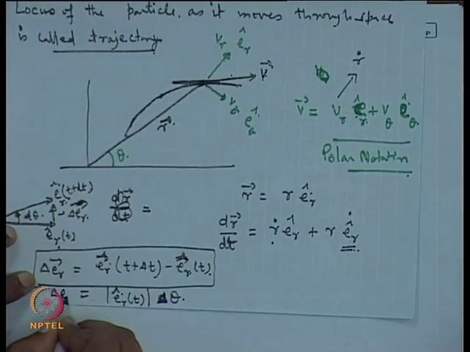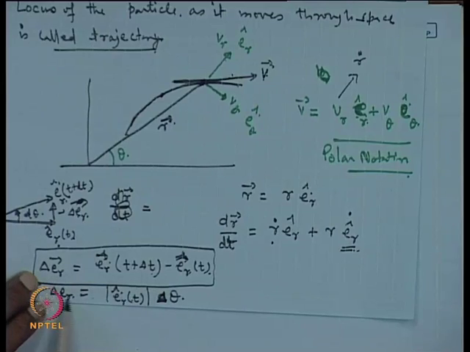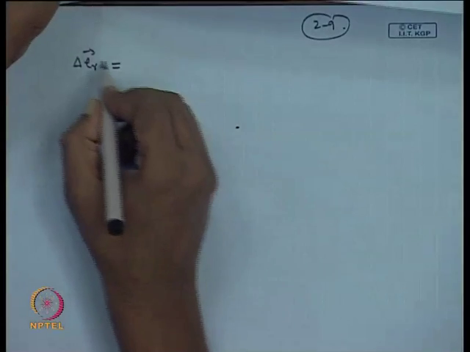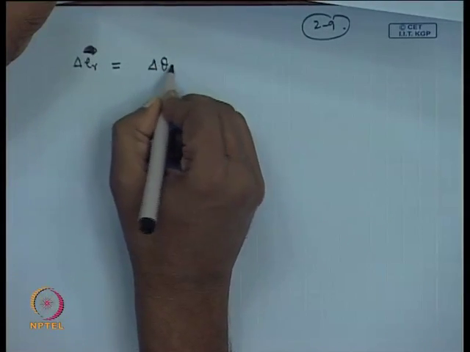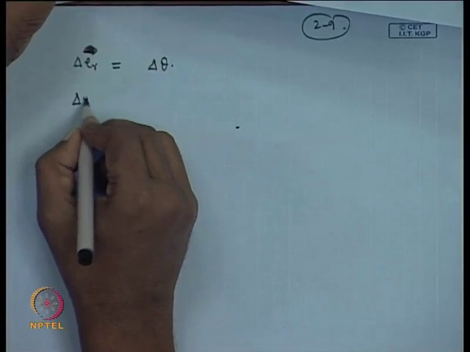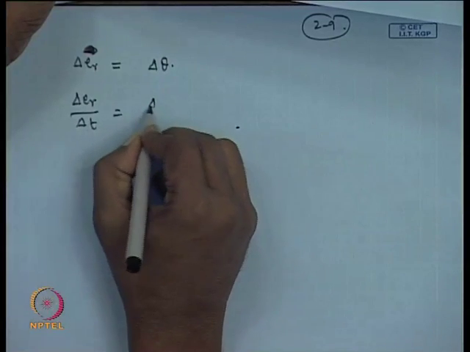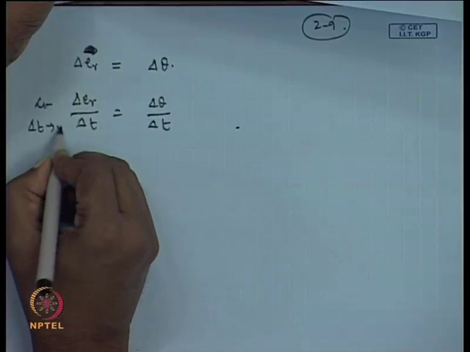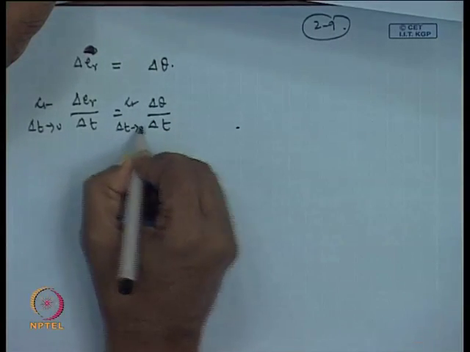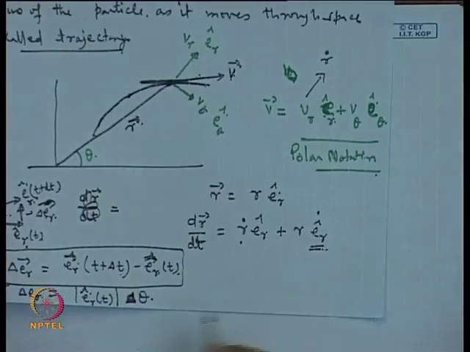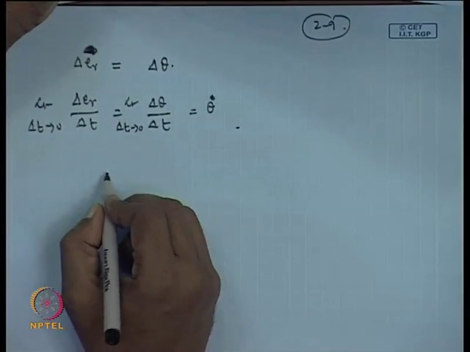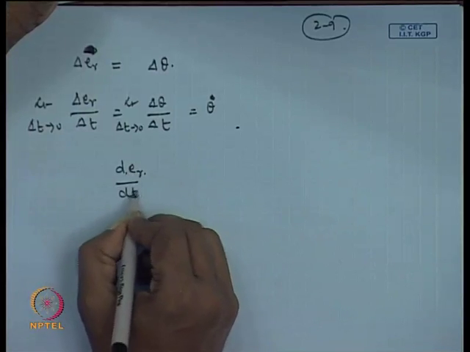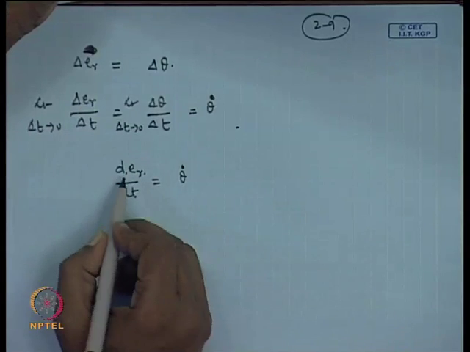Here delta E r is the vector, and we are taking the magnitude of this. So, the magnitude of delta E r becomes delta theta, and therefore delta E r by delta t becomes delta theta by delta t, and in the limit delta t tends to 0, this becomes theta dot. So what we get is that dE r by dt is nothing but theta dot in magnitude.